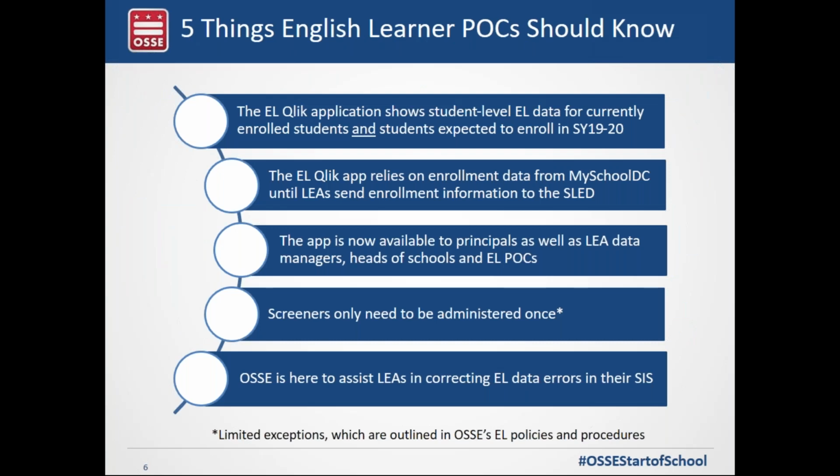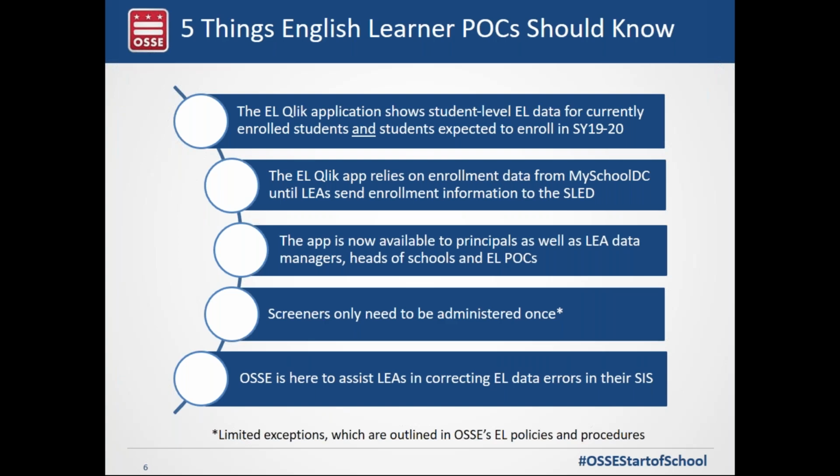Also, I want to give you just a very quick 5 things that English learner points of contact should know that are particularly timely for this webinar and for this time of year. 1, the EL Qlik application shows student level EL data for currently enrolled students and students expected to enroll for the 1920 school year. 2, the EL Qlik app relies on enrollment data from My School DC until LEAs send enrollment information to the SLED. 3, the app is now available to principals as well as LEA data managers, heads of schools, and EL points of contact.